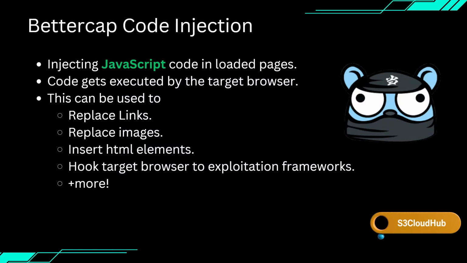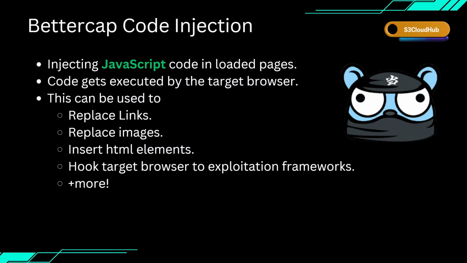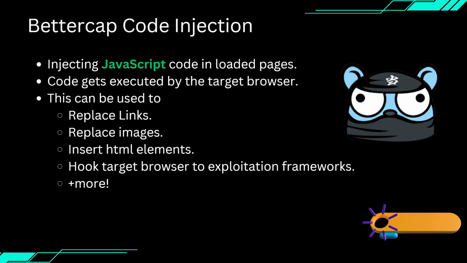We can add, remove, or modify elements on the pages, replace links, and even hook the target's browser to other exploitation frameworks. In this demo, I will show you how to inject a simple JavaScript code into any pages the target visits. From here, we will build on this foundation to perform more advanced actions. To begin, I am going to open a text editor on my Kali machine.